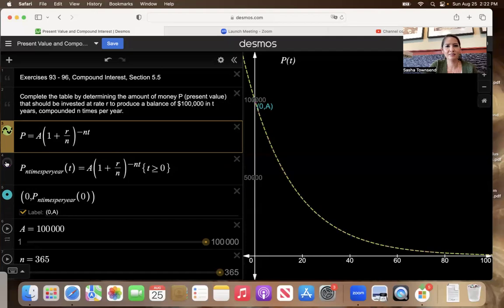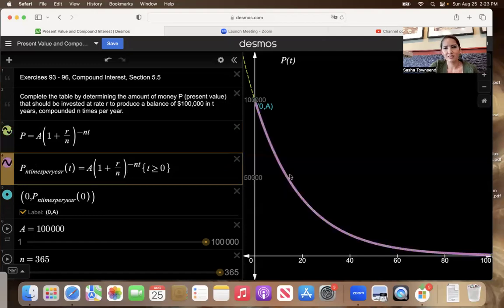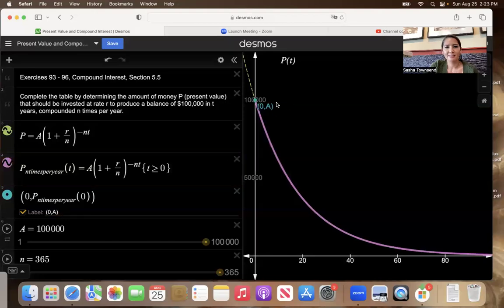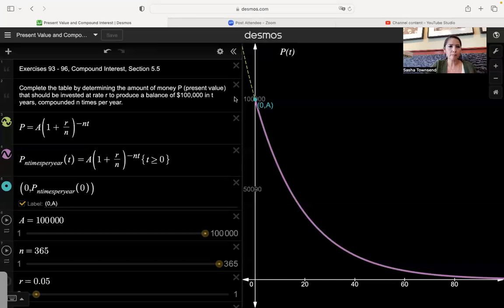And then we get this curve. But we're only interested in this curve for times greater than or equal to 0, because we want to know how much we should invest right now at time t equals 0. So this is the curve that we're interested in, this purple curve right here. Now, if we evaluate this function at time t equals 0, we get that desired balance of $100,000.